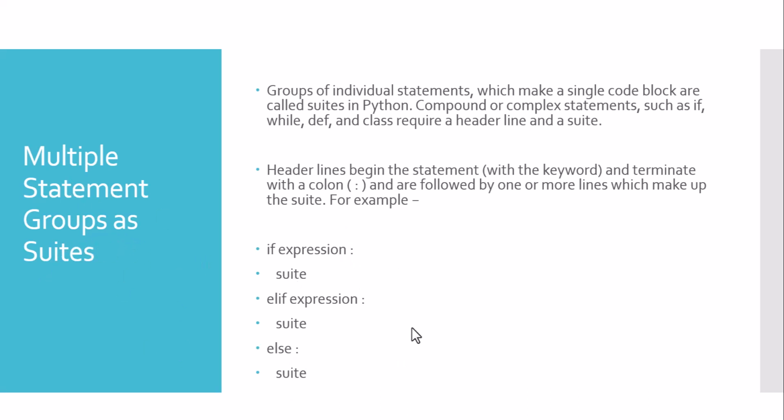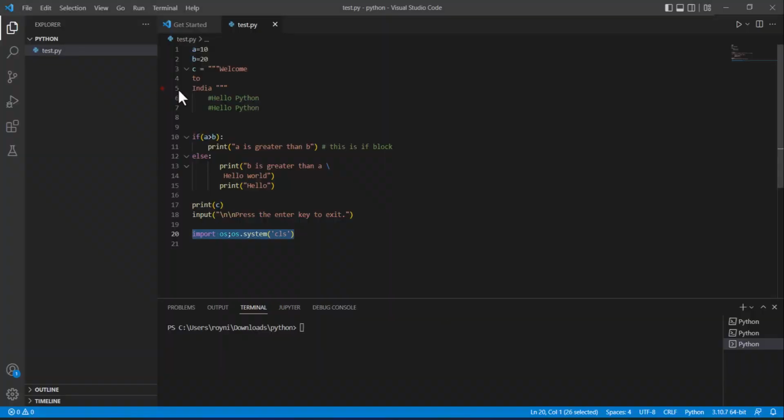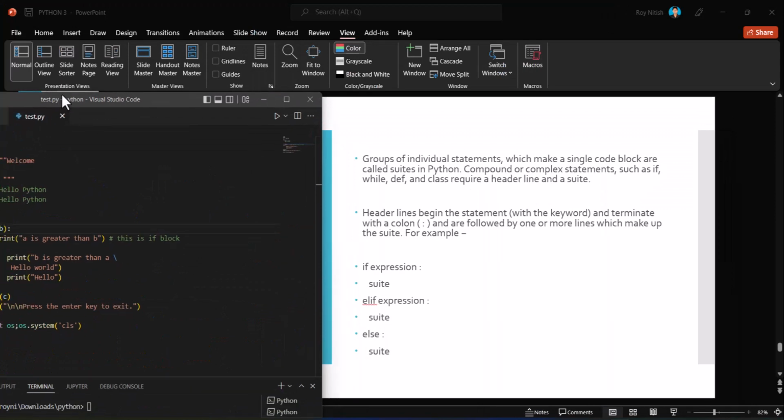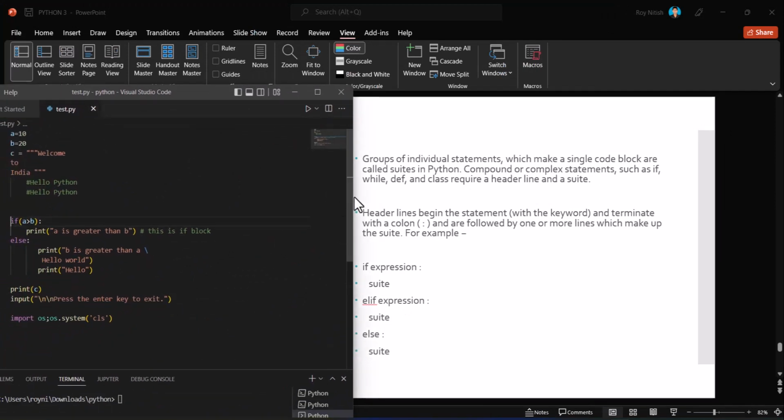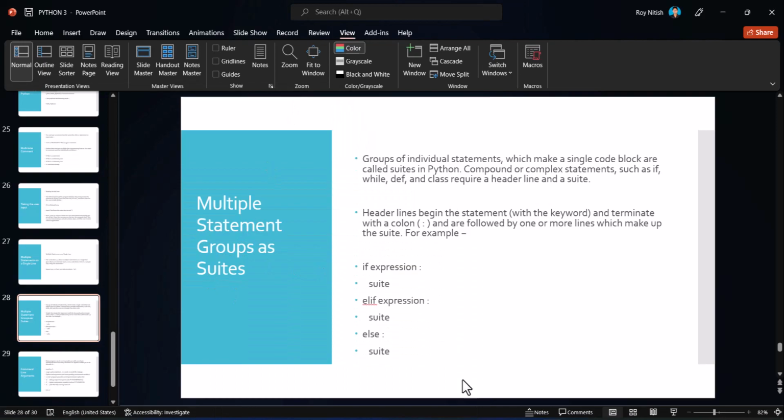We already saw the example, okay. If you want to see it once again, then you can see it also. See, we already saw if. See here, if expression, this is the expression, A is greater than B, and this is the suite, meaning print something, okay. And else and then print something. This is known as the suite, okay. Multiple statement groups as the suite.